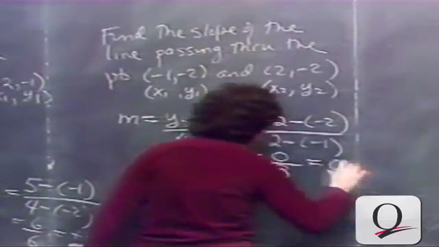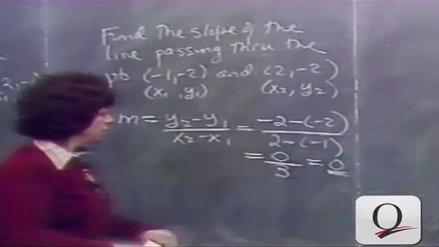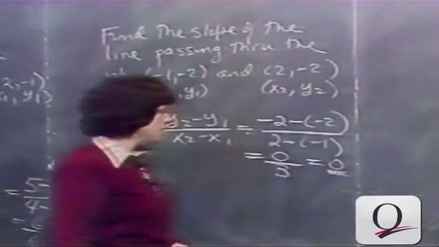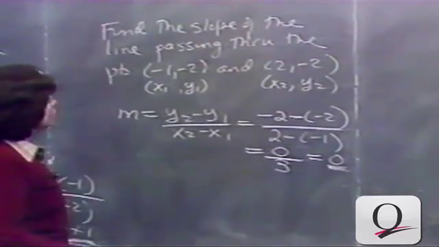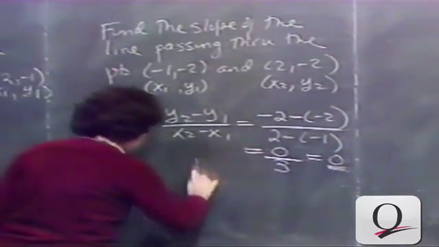You have nothing, you divide it into 3 parts. Okay, each person gets nothing. 0 divided by 3 is 0. That's very interesting. The slope in this case turned out to be 0. Let's make a picture and see what's going on.